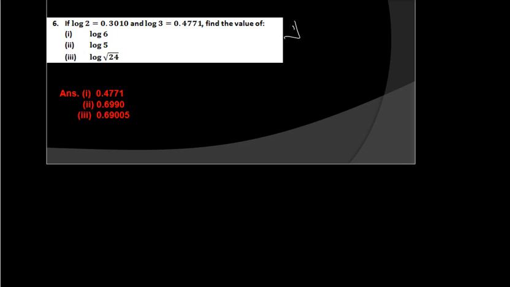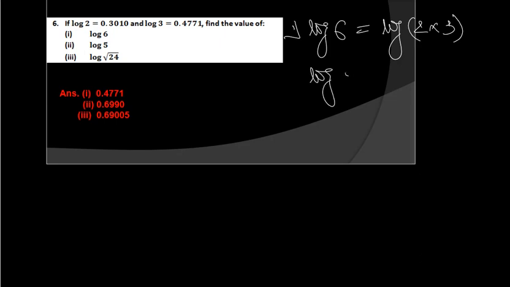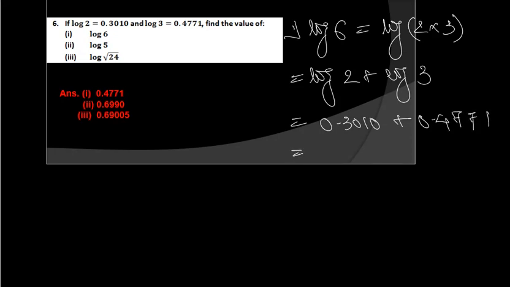See, the first one, we have to find log 6. Can I write it as log of 2 into 3? Can I write it as log of 2 plus log of 3? Product rule. What is log of 2? 0.3010. Plus what is log of 3? 0.4771. So what you will get if you add them? If you add them, you will get 0.7781. If you're wondering what is this first answer over here, it is wrong. The first answer is 0.7781.